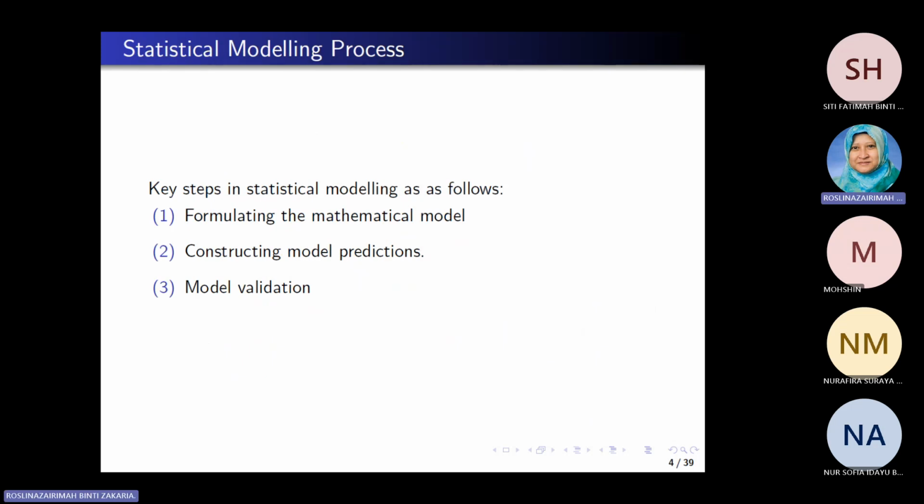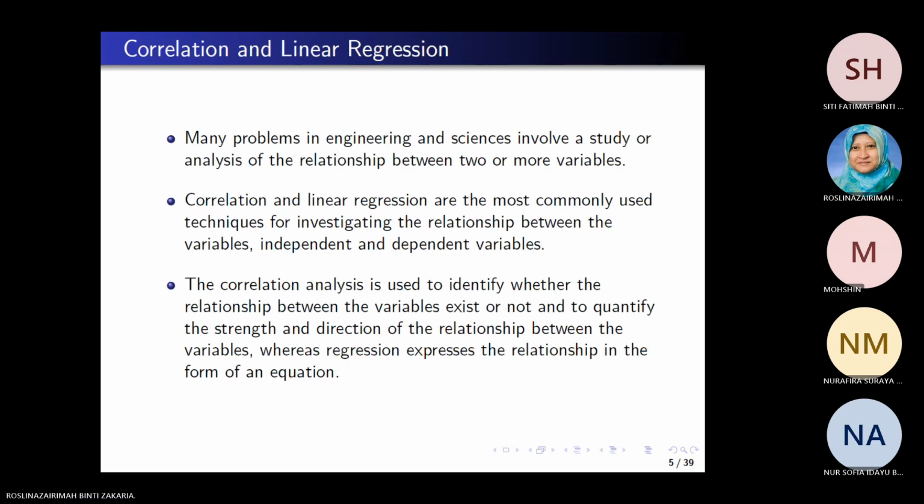Okay, so key steps in statistical modeling are as follows. First, we need to formulate the mathematical model. That means we need to find a mathematical or statistical model that can fit our data. So we are fitting a model to our data. And then from there, we construct a model prediction. That means we estimate the parameters of the model. And then we need to validate or assess its adequacy and so on.